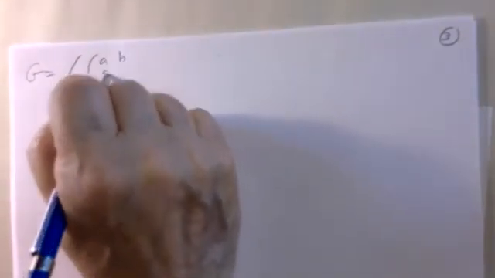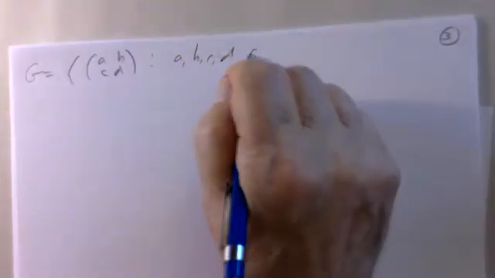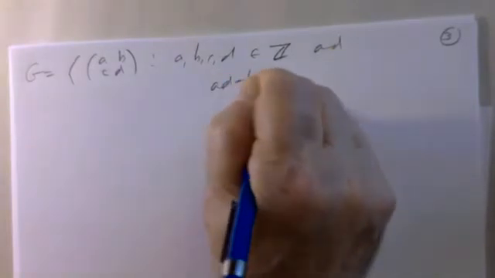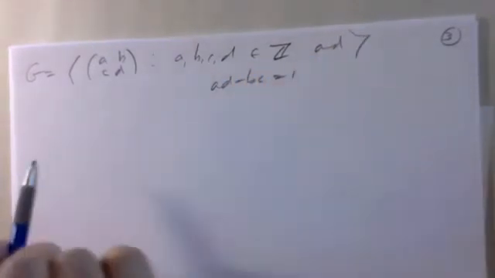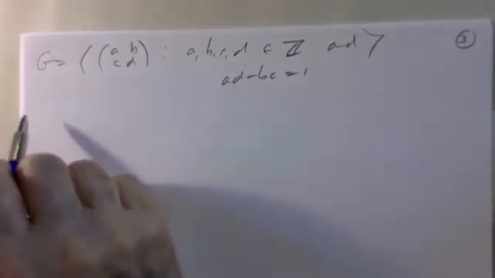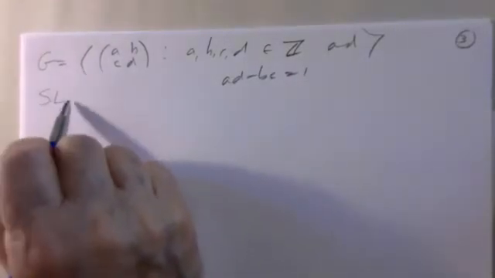What's an example of a group that's not abelian? Well, let's see. Suppose we let G be the set of 2 by 2 matrices where A, B, C, and D, let's say they're integers, and the determinant, the number AD minus BC, is equal to 1. I claim, and we give this group a name, it is called SL2Z.